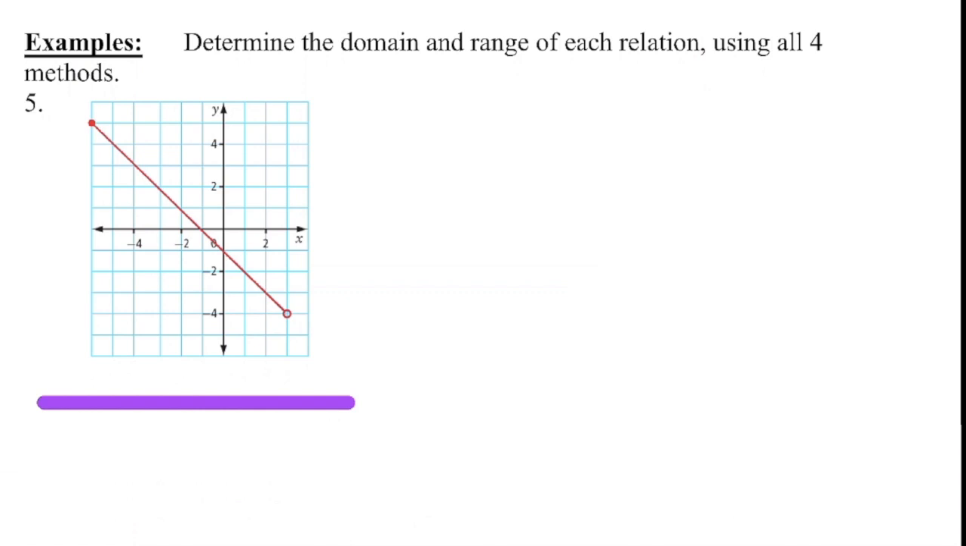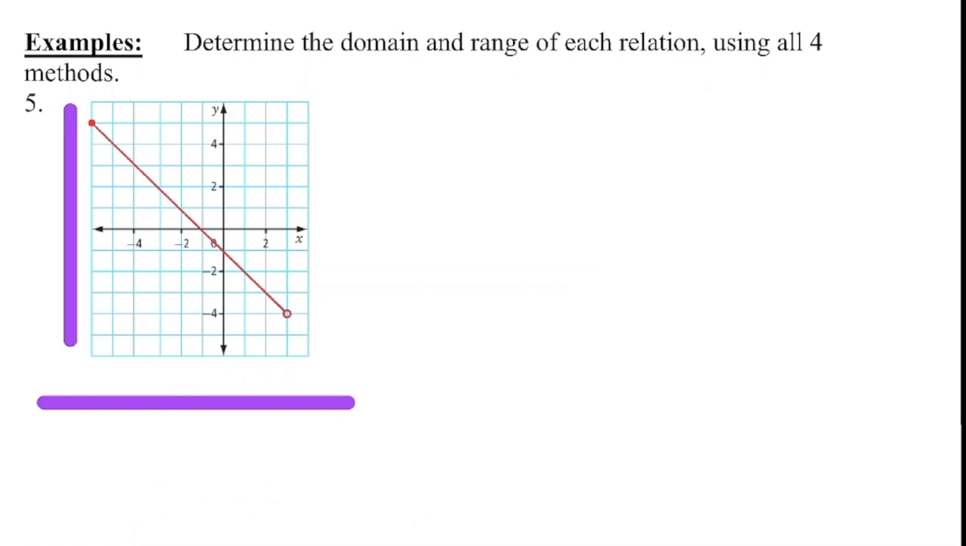In our next example, we also have continuous data, so we're going to use all four methods to represent the domain and range. The first thing we're going to do is figure out what is the domain. So where does that graph lie in terms of the x values? It might help you again to take your pencil and put it going vertically. So we're going to run our pencil going from smallest to largest along the x-axis.